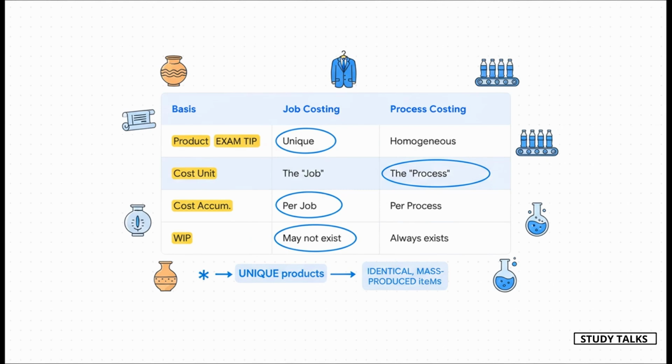Okay, get your phones ready because this is a screenshot moment. This table is gold. If you remember just one thing, remember this. Job costing is for unique things, like a custom-built house. Process costing is for thousands of identical things, like cans of soda. Everything else flows from that single difference. In job costing, the hero is the job. In process costing, the hero is the process.